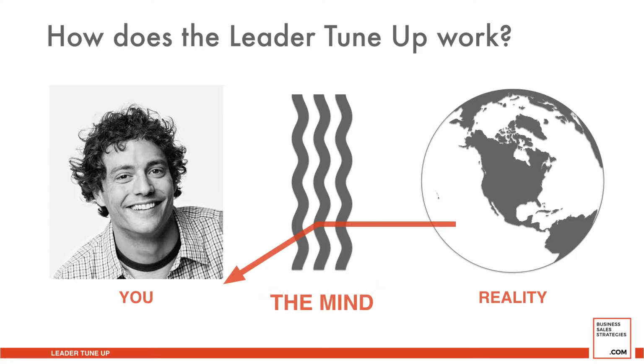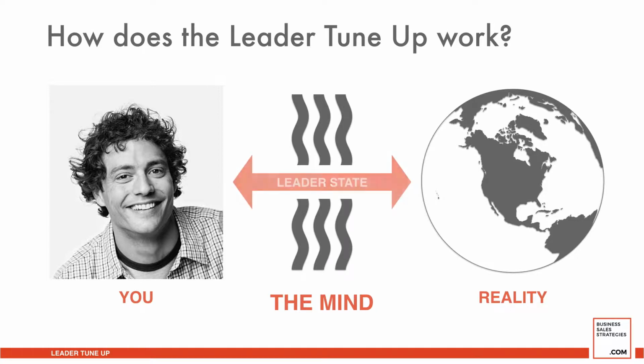Now when we want to receive information from the outer world, often it gets distorted and we don't understand correctly. Or we might want to create a goal and somehow it doesn't turn out the way we planned. In the Leader Tune-Up, we learn how to look through the mind so that we get a clear communication between you and reality. That clear communication channel is what we call the leader state.